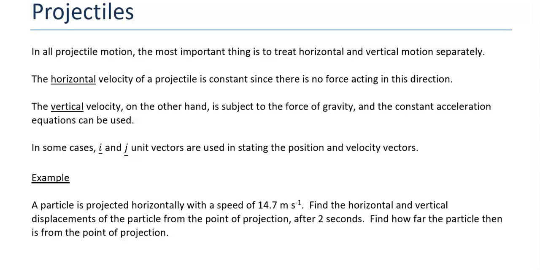The vertical motion, however, because we're acting vertically, we have the force due to the acceleration due to gravity. So that will cause the velocity to be changing in the vertical motion. And in some cases, we can use the i and j vectors to describe the motion, and we'll see that as and when we come to it.